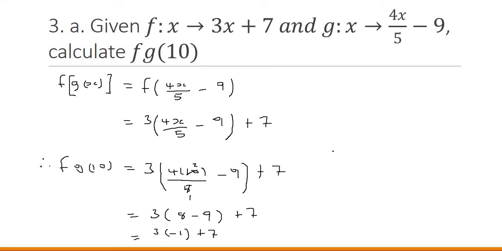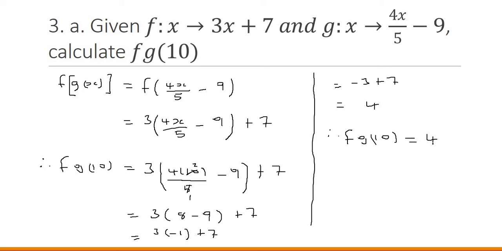And I'm going to continue over on this side. So 3 times negative 1, that's going to give me a negative 3 plus 7. And a negative 3 plus 7, that's going to give me a positive 4. So therefore, you can write a final statement to say, therefore, f of g of 10 is equal to 4. We are finished.